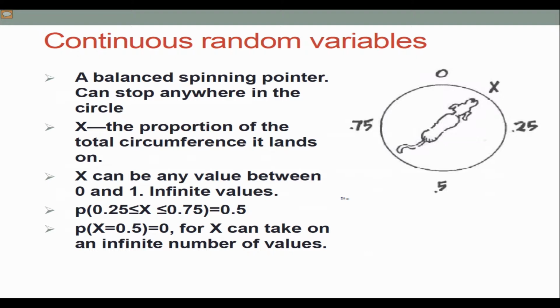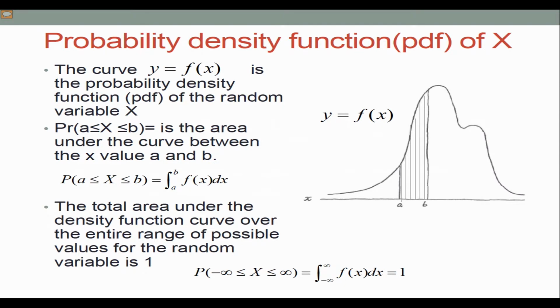We can talk about the probability for this continuous variable within an interval. Given a range, you can calculate the probability. But if you are talking about the probability for a continuous random variable equal to a specific value, it is 0. Is that okay? This is different from the discrete random variable. Still, let's continue working on the probability density function for x.